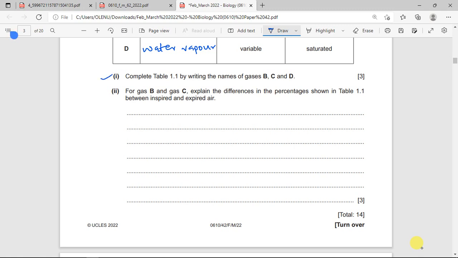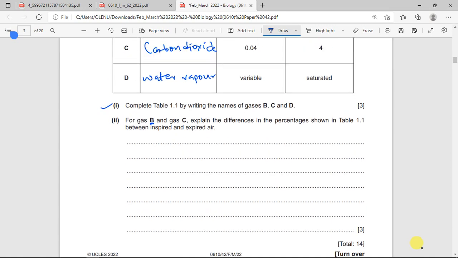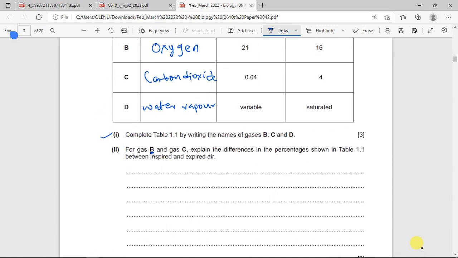That's 3 marks. 2 is for gas B. Gas B in this case is oxygen. For gas B and gas C, explain the difference in the percentage shown in table 1.1 between inspired and expired air. This is inspired, let me use IN, and expired air.